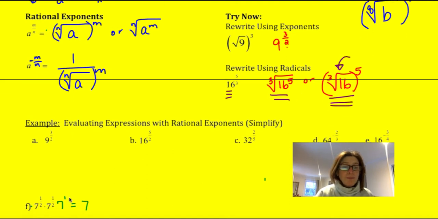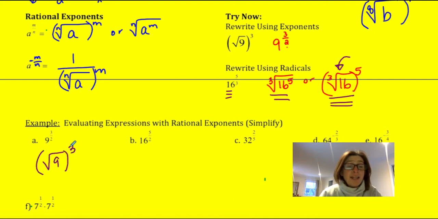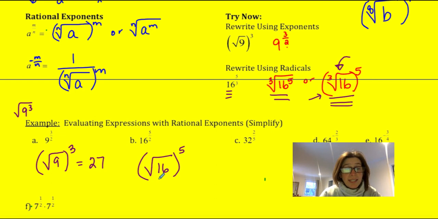All right, so here we've got 9 to the 3/2. It says evaluate and simplify, okay? So the first thing I'm going to do is write that as the square root of 9 cubed. See, it's a number. Now the square root of 9 is 3, so 3 cubed gives me 27. But if I had written it the other way, it might not have been so clear what you had. That's why it's sometimes easier to use this. All right, 16 to the 5/2 means the square root of 16 to the 5th power. The square root of 16 is 4. 4 to the 5th power. 4 cubed is 64, so 64 times 4 is 256.